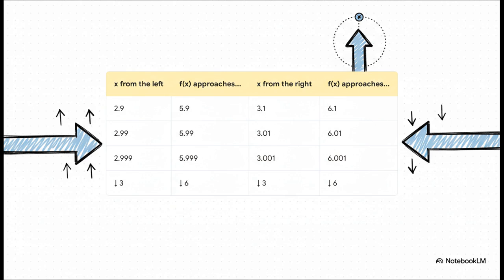Notice what happens from the left side. As we go from 2.9 to 2.99 to 2.999, our height, our f of x, is getting crazy close to 6. And what about from the other side? From 3.1 to 3.01, it's the same deal. The height is also getting crazy close to 6. Both sides of the path are pointing us to the exact same height.